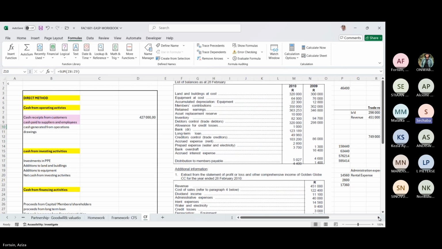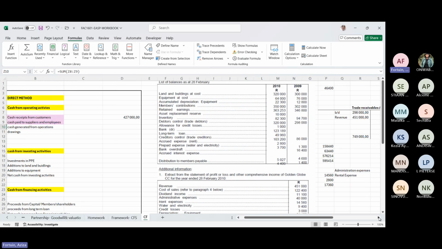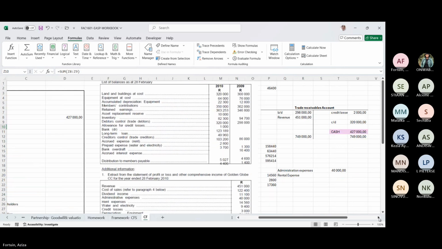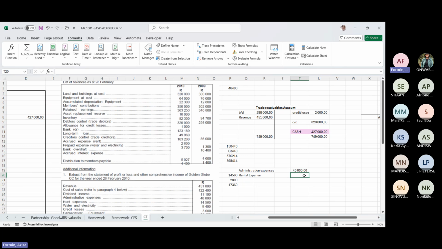Okay. So we've got now for our rental expense 11,760. How much was salaries and wages?